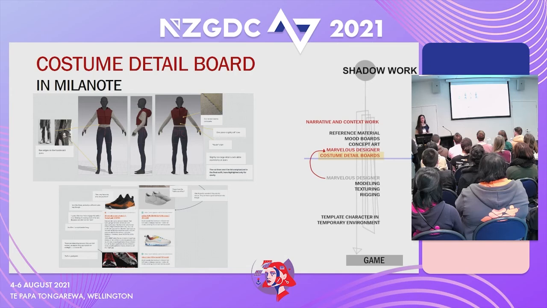At Remedy, the aesthetic requirements for design communication were really high, and adjustments to detail boards required returning to the original Photoshop file and resending it to the modeler. Compared to that, costume boards on Milanode are super quick, easy, and adjustable.